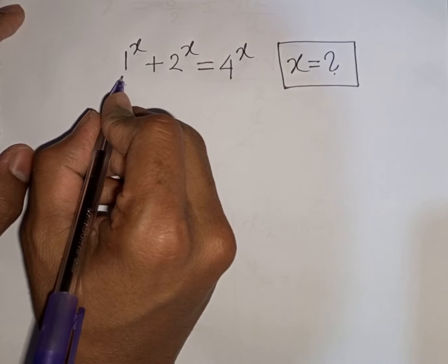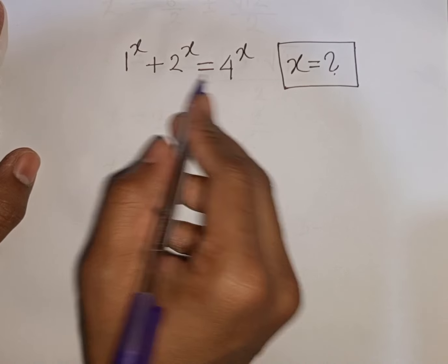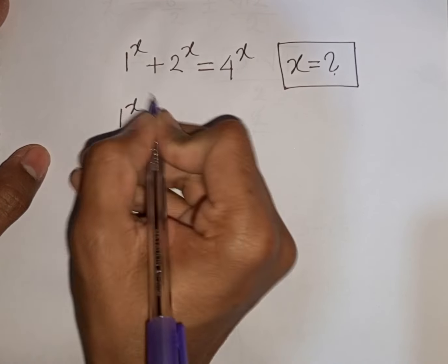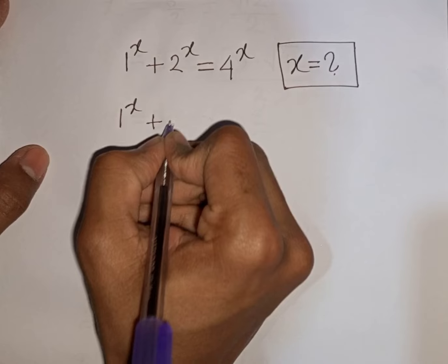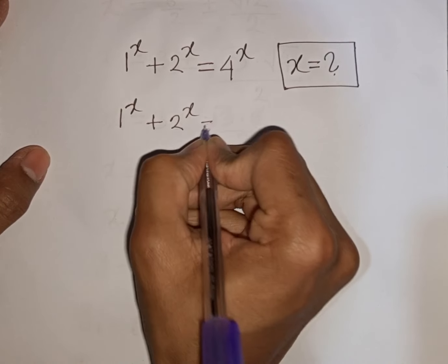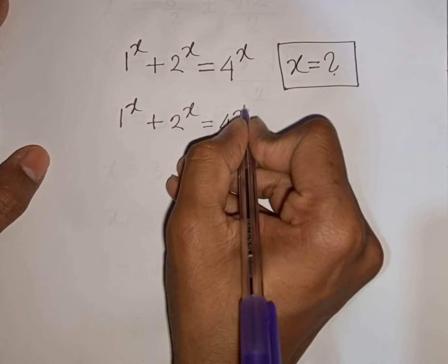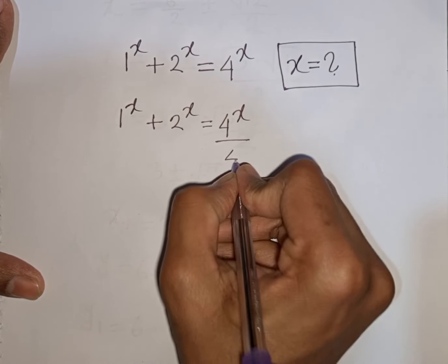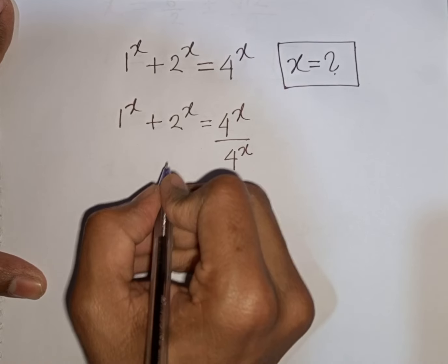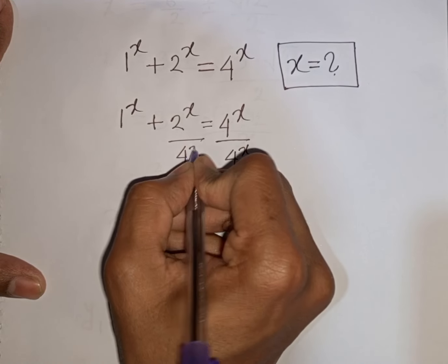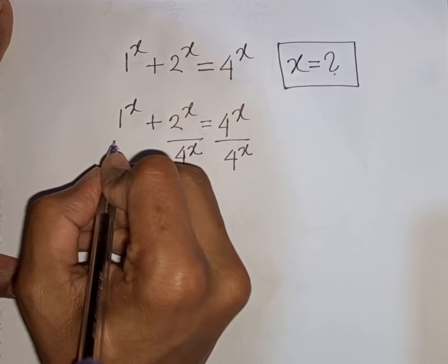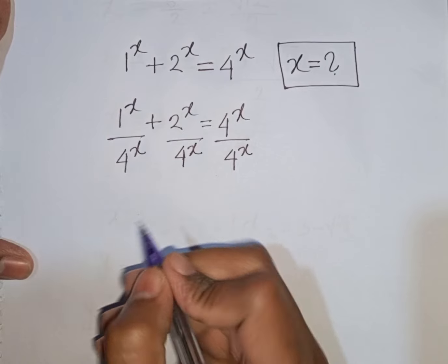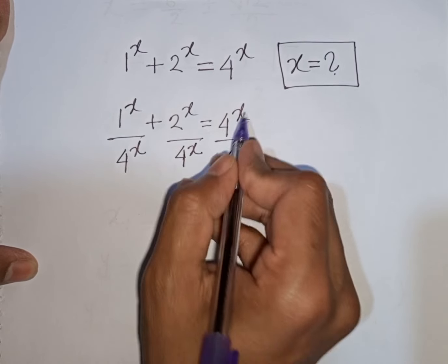To solve 1 power x plus 2 power x is equal to 4 power x, find the value of x. So we have 1 power x plus 2 power x is equal to 4 power x. Now we divide by 4 power x on both sides. Now we see this 4 power x will be cancelled.